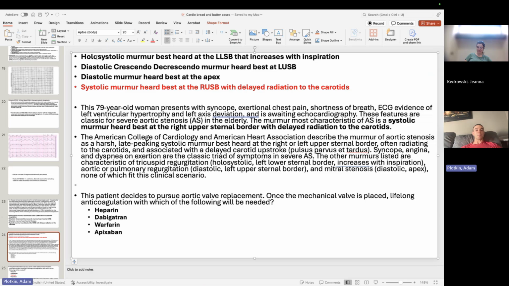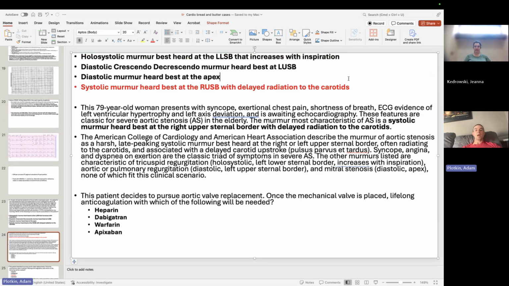This holosystolic murmur heard best at the left lower sternal border that increases with inspiration. Do you know which one that is? Yeah, that should be... So that could be, yep. I'll actually tell you, yeah. So there could be a couple. VSD could also be a holosystolic murmur heard at the left lower sternal border.